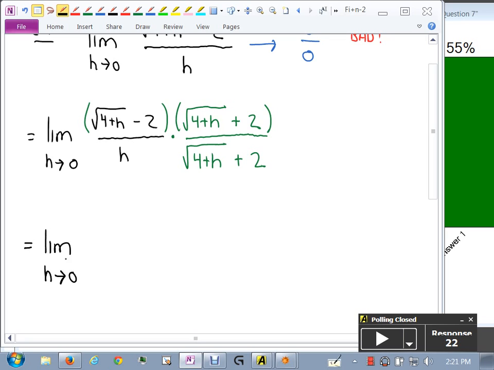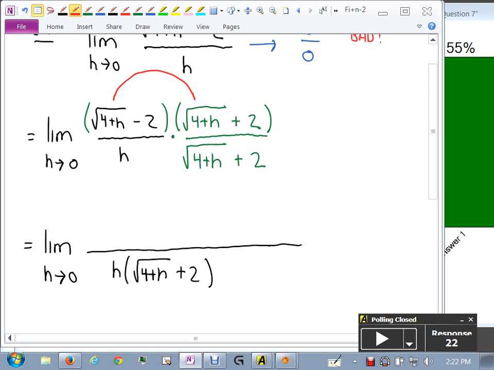I'm carrying the limit with me. I'll write the bottom first, because I'm not going to do anything to the bottom. Just leaving it alone. So that's the h times both of these, which means it's in parentheses. Now let's do our FOIL up top. I hate to say FOIL, but expand it. What's root 4 plus h times root 4 plus h? 4 plus h.